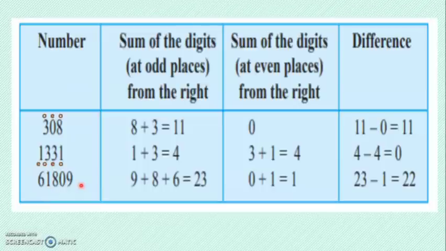Okay. Now the next number, 61,809. We will first do the placing of odd and even digits. So it is odd, even, odd, even, odd, placed from the right. Now adding all the odd places, 9 plus 8 plus 6, we got 23. Now even places, 0 plus 1. You got 1. Now just find the difference between the resulting numbers, that is 23 minus 1, you will get 22. So again 22 is divisible by 11. 11 twos are 22. Okay. So this number is divisible by 11. Hope you understood.